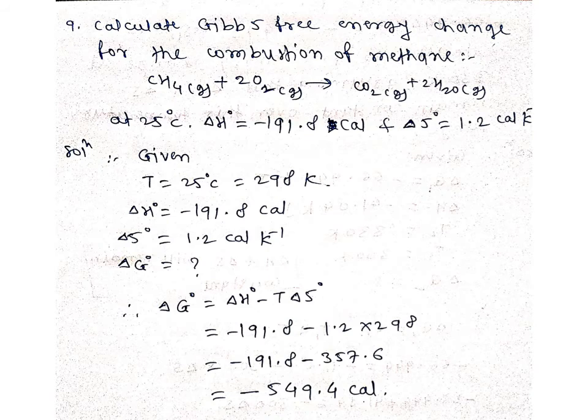Delta H0, that is standard enthalpy change, is equal to minus 191.8 calorie. Delta S0, that is standard entropy change, is equal to 1.2 calorie per Kelvin. Delta G0 we have to calculate, that is delta G0 is equal to delta H0 minus T delta S0, which is equal to minus 191.8 minus 1.2 into 298. Solve this and you will get the answer, that is delta G0 is equal to minus 549.4 calorie.